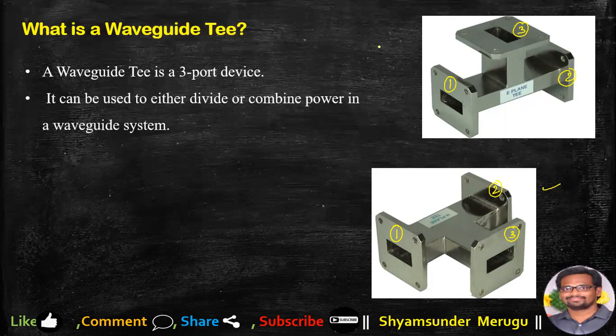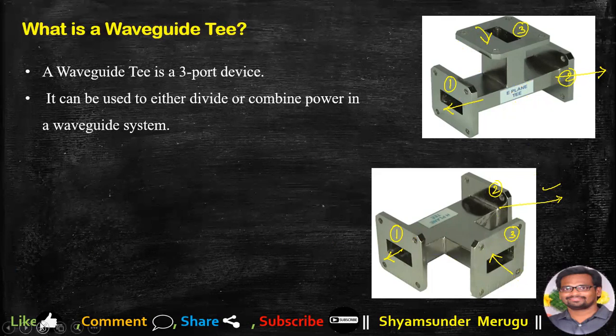Now, if we give the power at this particular port, the power can go out from this port and from this port. And here also, if we give the power input at this port, the power can be collected from this port and this port, right? So if we give the input at port 3, the power is divided into port 1 as well as port 2. Here also the same thing is happening. In that sense, we can say it is a structure which can divide the power.